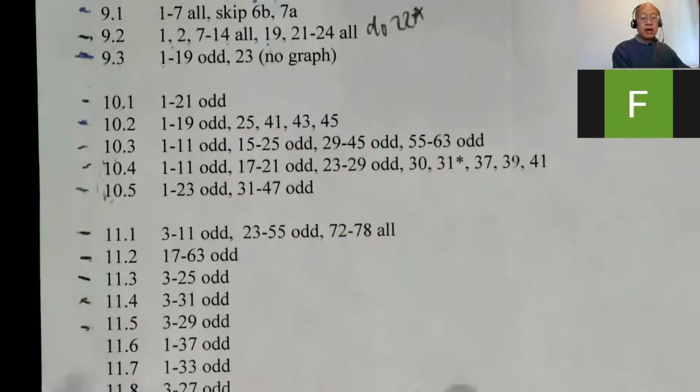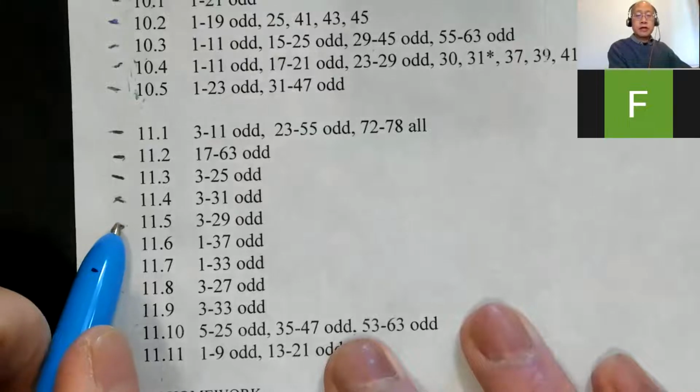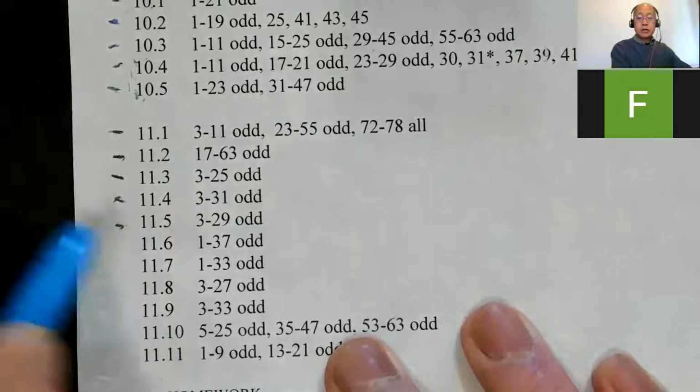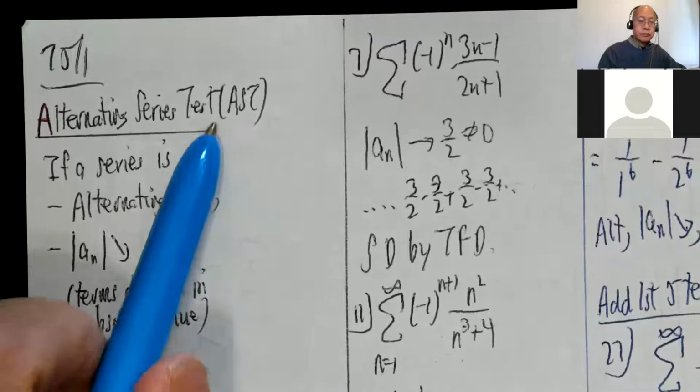All right, so 11.5 is not really that long of a section, so I may be able to knock it all off today. It's on the alternating series test. So let's get started with that presently. Okay, so I gave an introduction to it last time. Alternating series test, AST is our abbreviation.